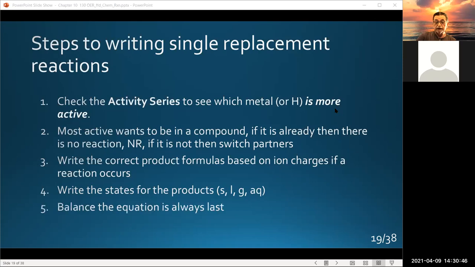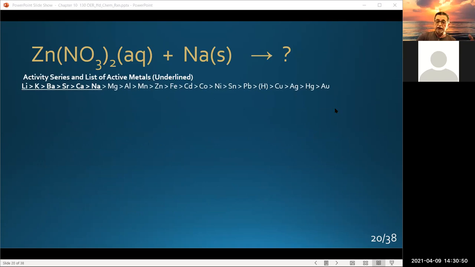Probably the best thing is to actually do an example, and then of course we're going to balance the equation. Let's take this reactant here. We have zinc nitrate in the presence of sodium metal. Question is, will this reaction proceed? So step number one, look at the metals. It doesn't make a difference if they're in ionic form or elemental form. We are comparing zinc with sodium. So here's sodium, and zinc is sitting right there.